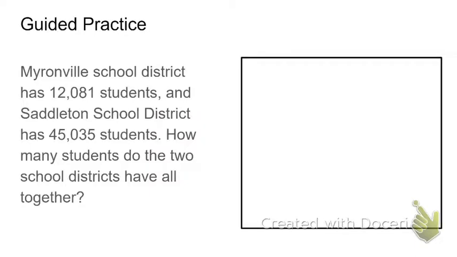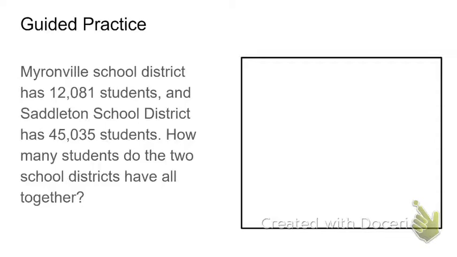Most of the time in real life, we're not given numbers to add. We have a situation in which we have to solve a problem, and we have to know what numbers to add, and even do we need to add or do we need to do something else. So let's look at this real-world situation. Myronville School District has 12,081 students, and Saddleton School District has 45,035 students. We need to know how many students do the two school districts have all together.